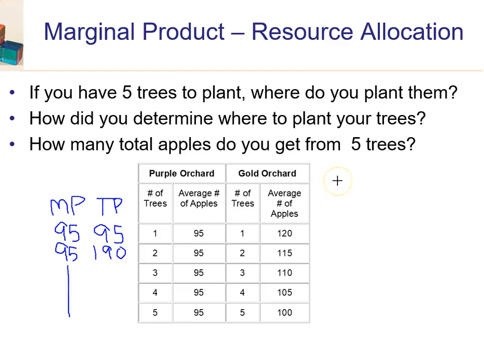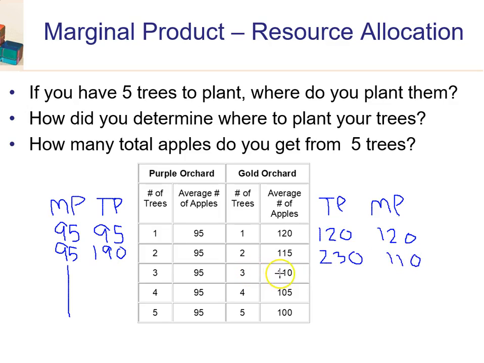Now, let's go to the gold side, where we have different averages. First, we find the total productivity from the gold side, and then the marginal productivity. We plant our first tree on the gold side and we get 120 apples in total. What's our marginal productivity? You were getting 0 apples when you had 0 trees, now you're getting 120, so your marginal productivity is 120. How about when you have 2 trees planted on the gold side? To get your total, take your number of trees times your average. We're talking 230 now. So how did our marginal productivity change? It went up by 110.